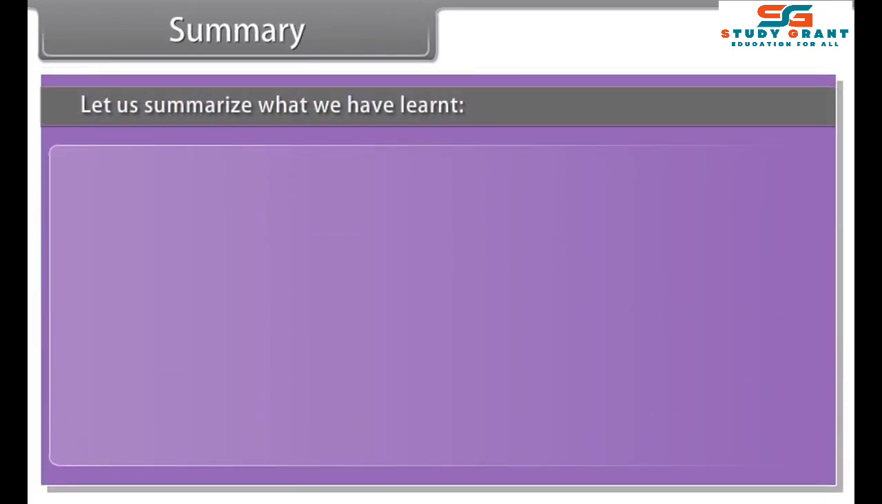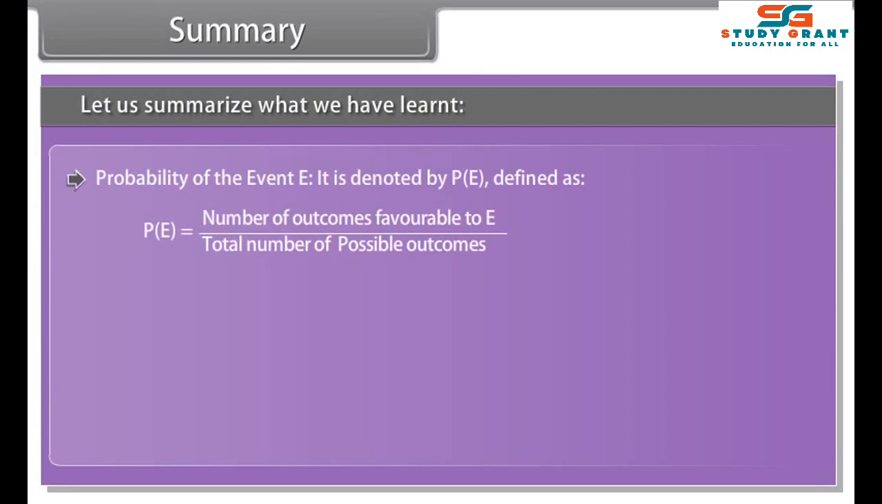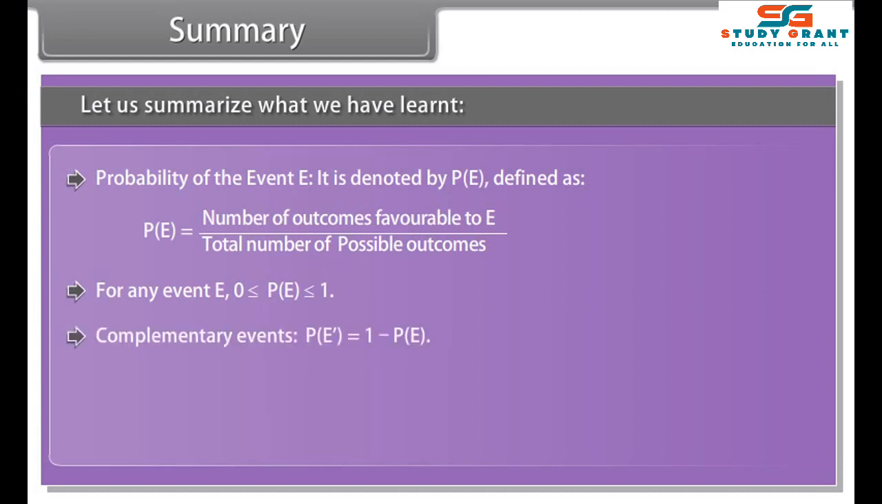Summary. Let us summarize what we have learned. Probability of the event E, denoted by P(E), is defined as P(E) equals number of outcomes favorable to E by total number of possible outcomes. For any event E, 0 is less than or equal to P(E), which is less than or equal to 1. Complementary events: probability of event not E is equal to 1 minus probability of event E. Impossible event: the probability of an impossible event is 0.